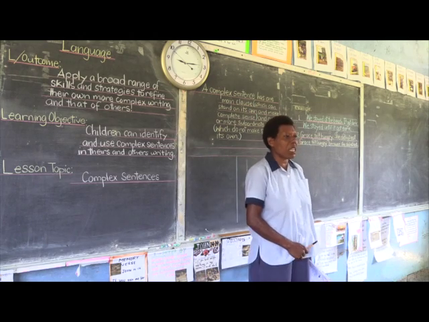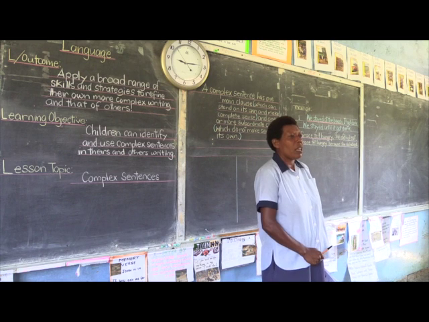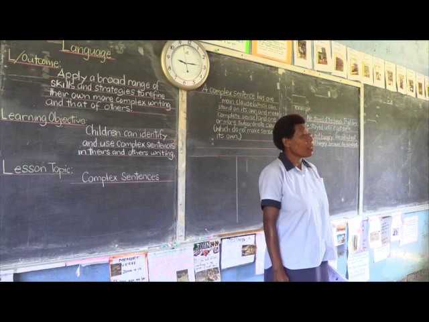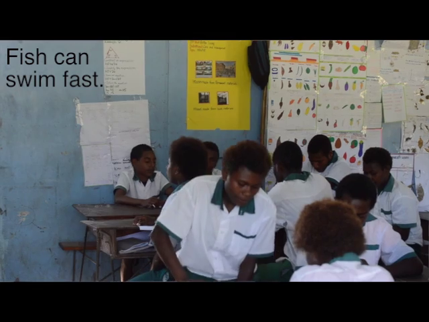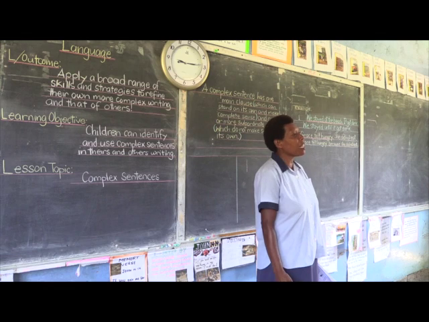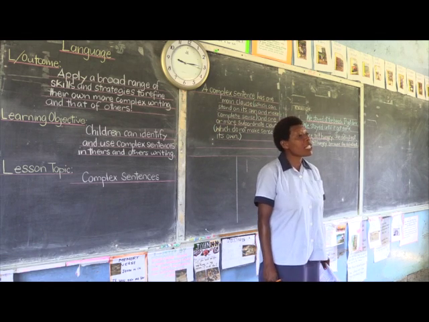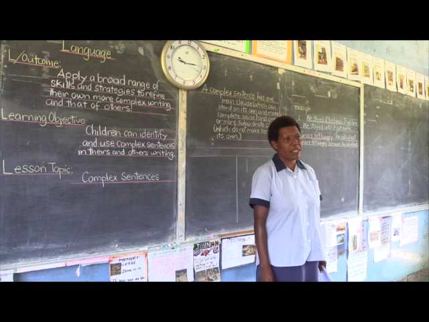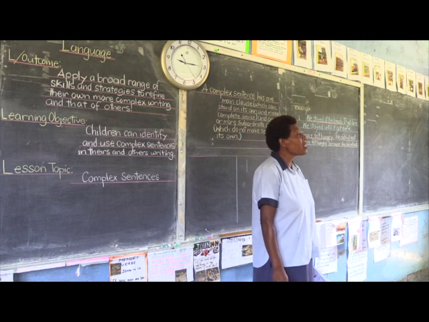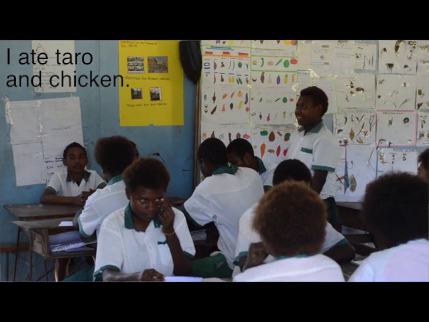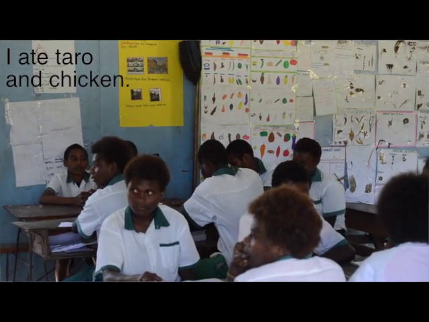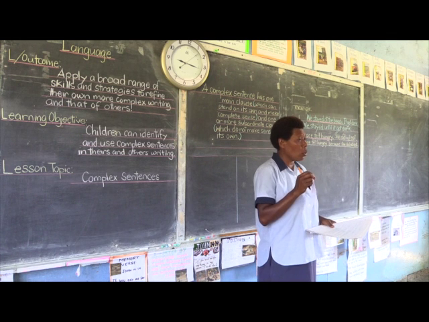Who can give me an example of a simple sentence? Fish can swim fast. Very good. That's an example of a simple sentence. How about a compound sentence? I ate taro and chicken. Very good. I'd like you to look at our text again.